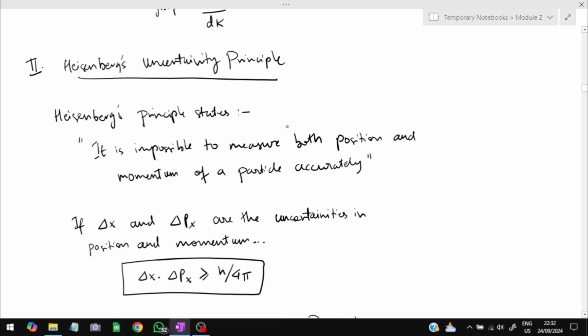If we want to predict the momentum, we cannot predict the position where it is at a particular point of time. And if we try to predict where it is at that point of time, we cannot know for sure the momentum. This is observed experimentally. So there are uncertainties present here. If delta x and delta px are the uncertainties in the position and the momentum, then the product of the uncertainties is given as delta x into delta px, which is greater than or equal to h by 4 pi. This is the Heisenberg's uncertainty principle equation.